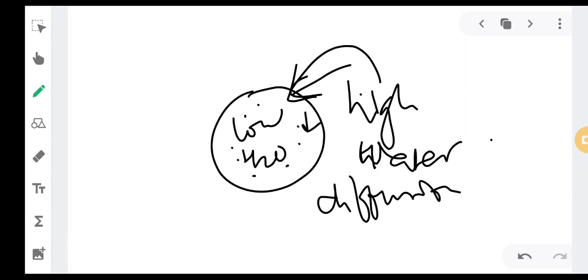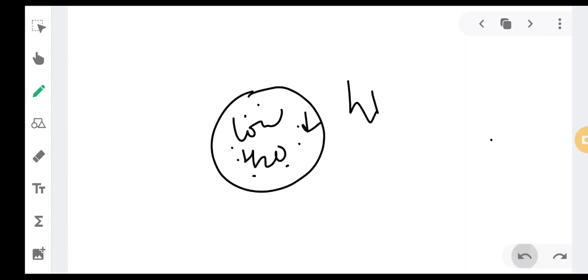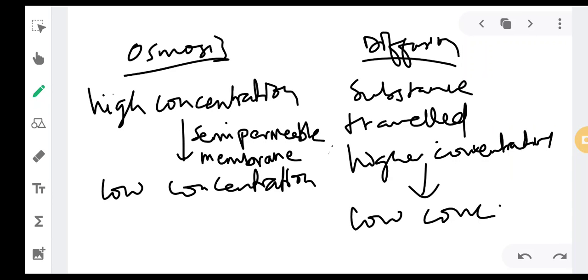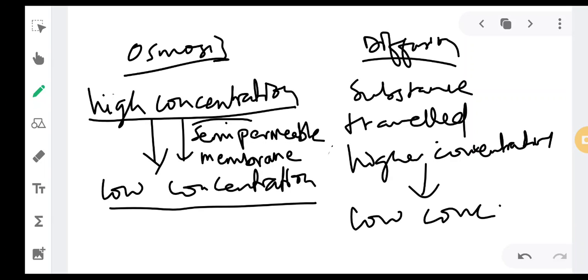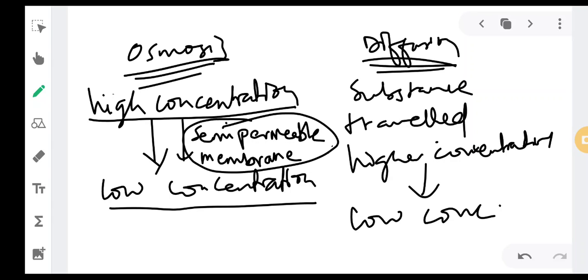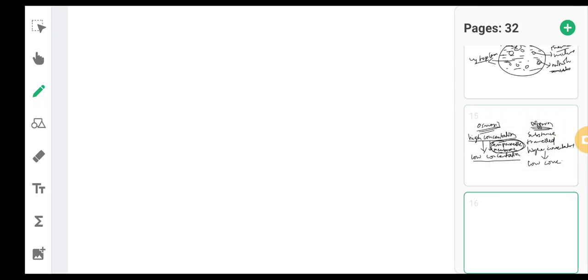So now today what we'll be seeing is osmosis. Osmosis is also the same process, and there is nothing different in osmosis. The water or any substance moves from higher concentration to lower concentration just through a semi-permeable membrane. So what is this? I will just tell you. The processes of diffusion and osmosis are both the same, only a semi-permeable membrane is involved in the process of osmosis.